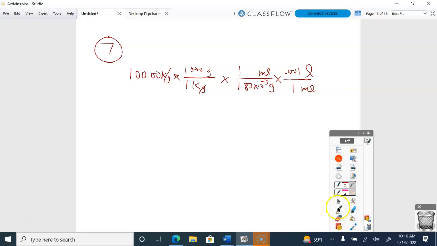Okay, I'm in liters now, so I just get out my calculator, multiply all the things on top, divide by everything that's the bottom. So I go 100 times 1,000 times 1 times 0.001 divided by 1 divided by 1.83 times 10 to the negative 3.